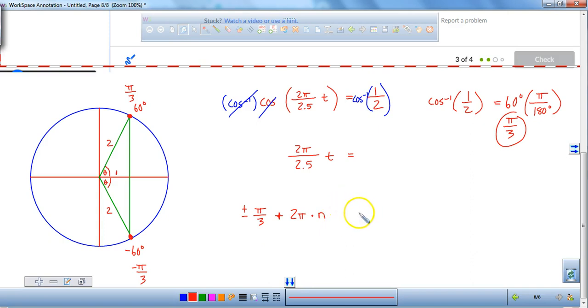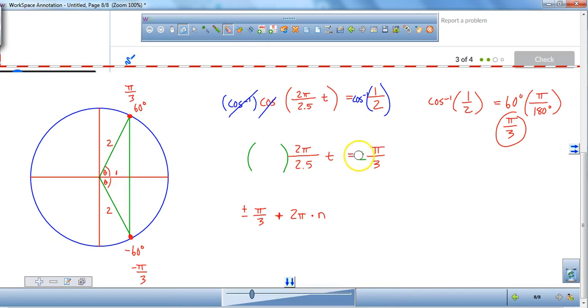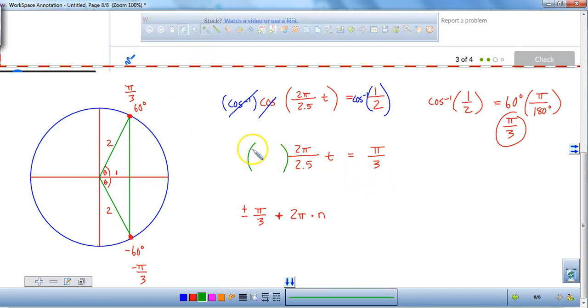However, we have to multiply this pi over 3 by the reciprocal of the 2 pi. So this plus or minus that, we have to multiply it by the reciprocal, 2.5 over 2 pi. So let me show you guys what happens when you do that. We'll start with the first answer, then we'll work to the second answer. The first answer is going to be here. The second answer is going to be right there. So let's go ahead and find the first answer by multiplying it by 2.5 over 2 pi.